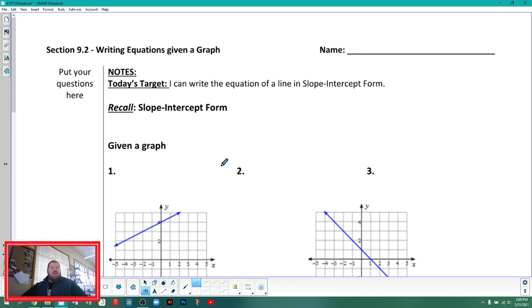Today we're going to be writing equations, hopefully in slope-intercept form. That's the one that we like the most, but writing equations if we're given a graph. So remember that slope-intercept form is y equals mx plus b, where m is the slope and b is the y-intercept.